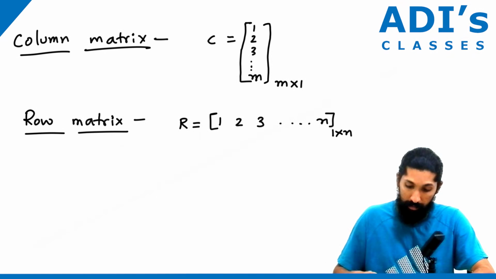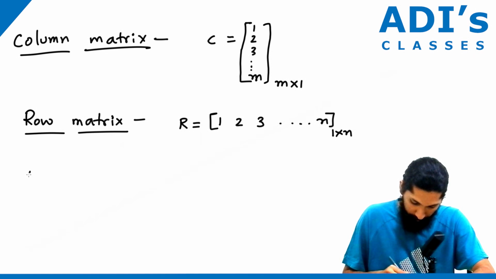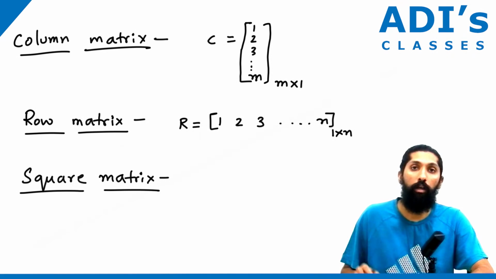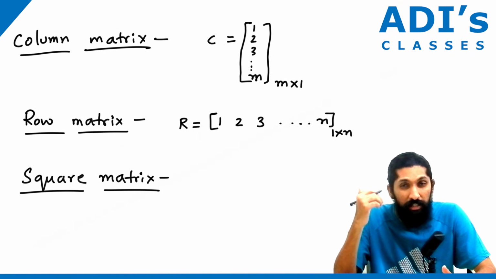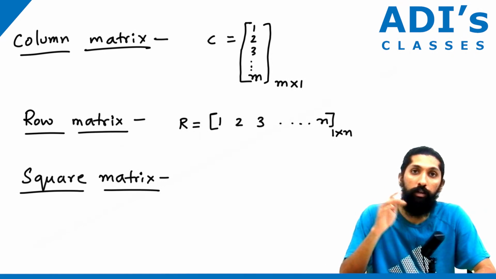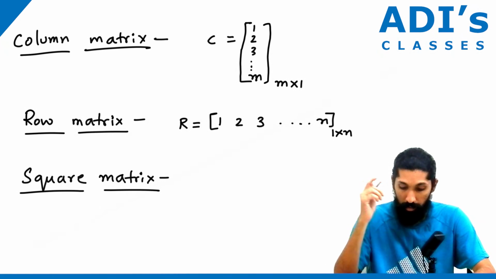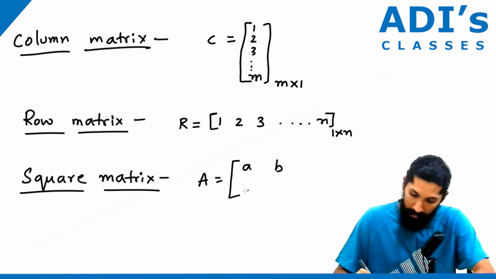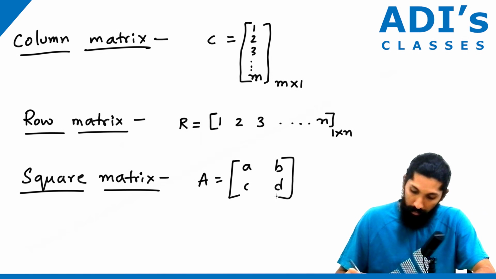So this is the matrix we call a row matrix. The next one is a square matrix. Now a square matrix, guys, it's in the name only. What do you think it is? The rows and columns should be the same, correct? So a square matrix, something like A, B, C, D, so it's a 2 cross 2 matrix, correct?